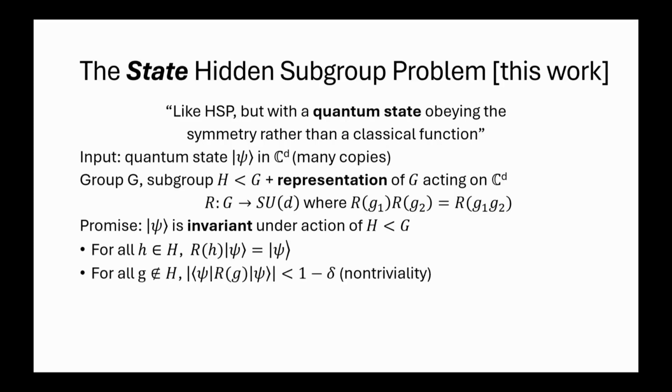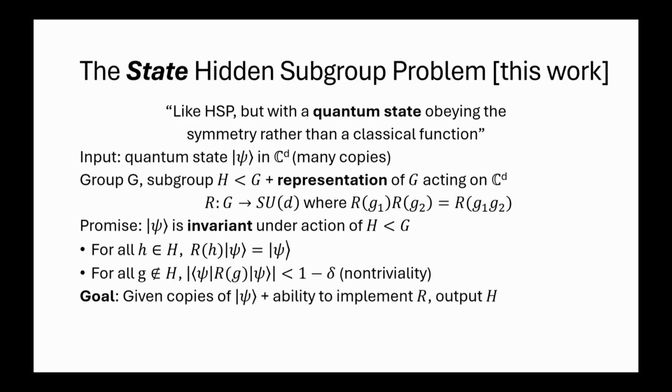And we also require a second non-triviality condition, which says if you act on the state with something outside of the subgroup, you move the state by at least some amount delta. This is required to make the problem even information theoretically solvable in the first place. And our goal is, given copies of the state psi and the ability to efficiently implement this representation R of the group, to output the subgroup.